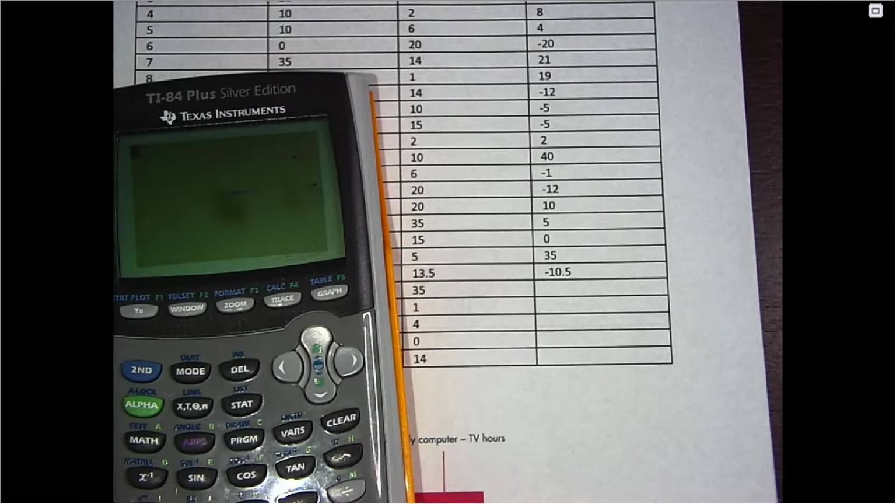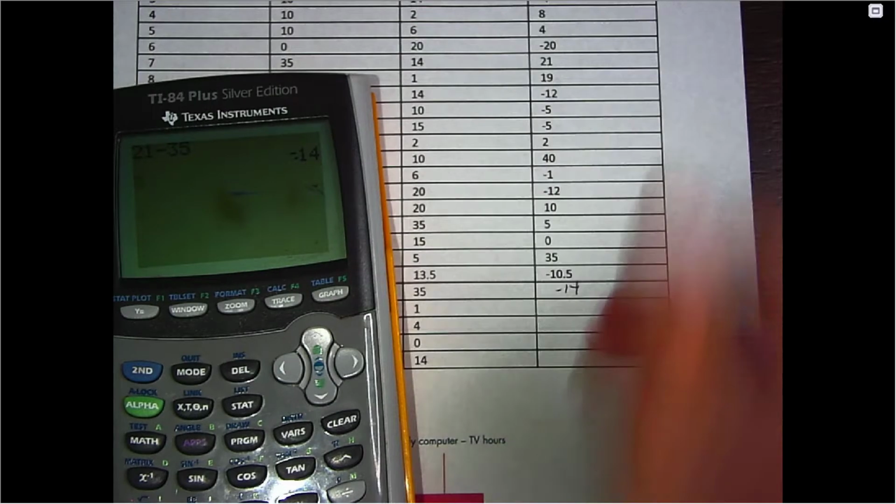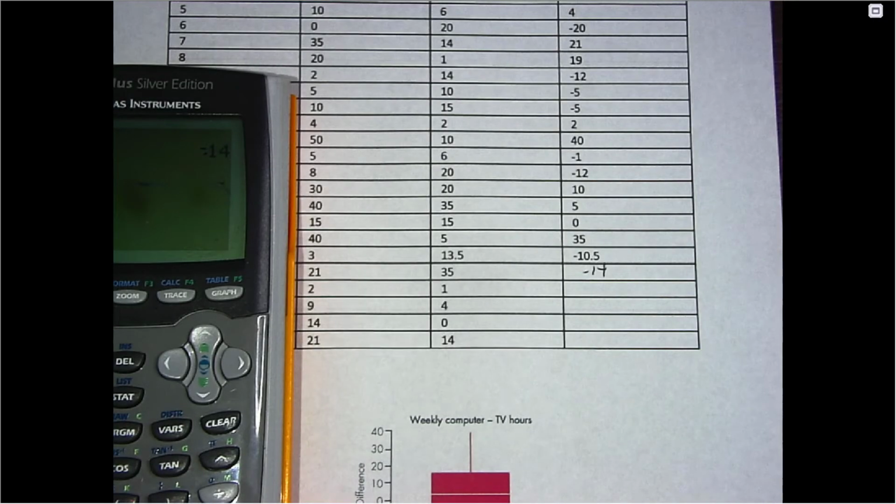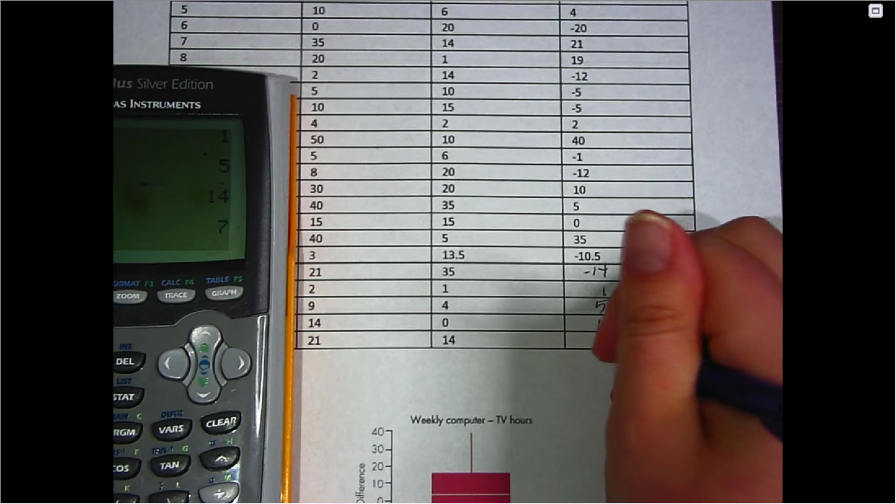So if we were to continue on calculating these differences, we would have 21 minus 35, and that gives me a difference of negative 14. Then we have 2 minus 1, so a difference of 1, 9 minus 4, a difference of 5, 14 minus 0, a difference of 14, 21 minus 14, a difference of 7.